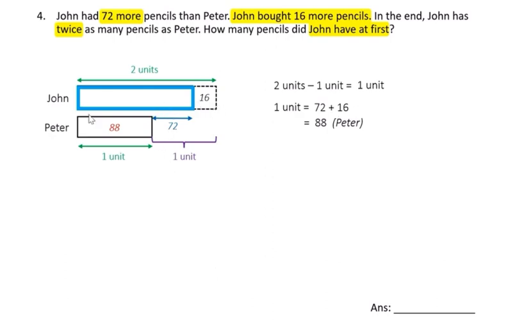So for me, I'm going to find John, right? If you look at the model, you know that John had 72 more pencils than Peter. So I just take 88 plus 72. Your answer is 160 pencils. Understand, children?